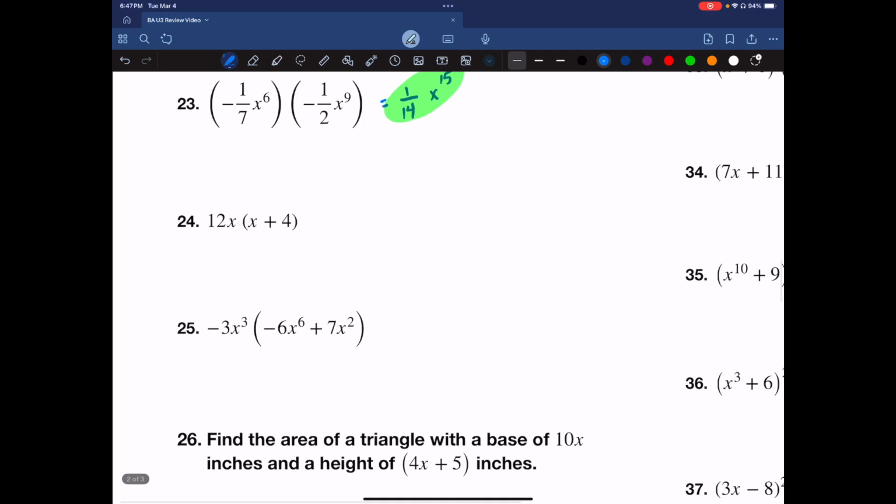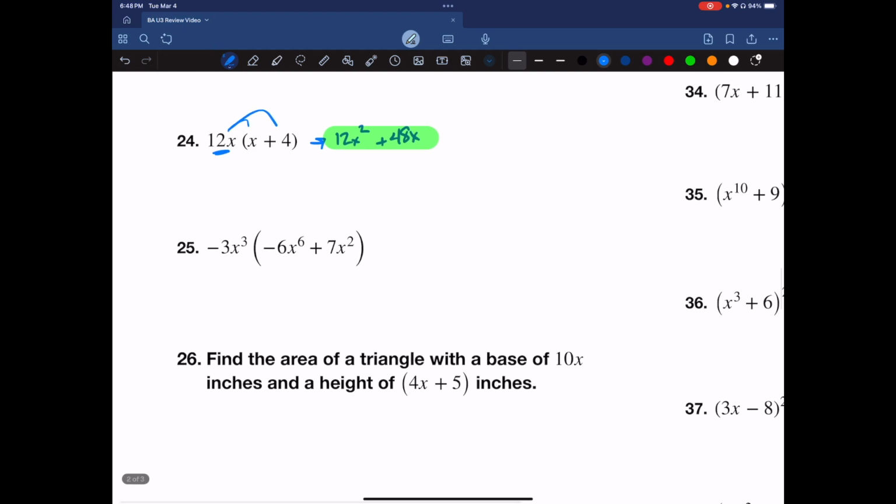Okay. Now, when you get to 24, you're just taking whatever's out front and giving it to everything here. So 12x times x is 12x squared. 12x times 4 is 48x. Okay, that's it.